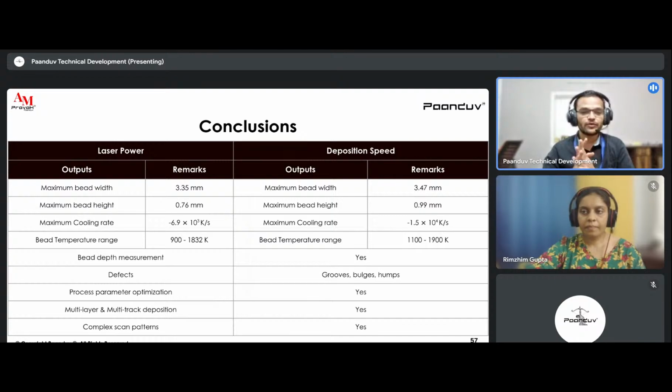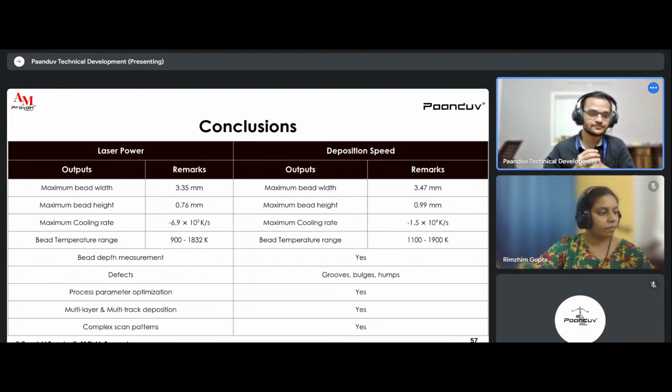AM Pravah is also capable of providing data regarding the depth of the bead. AM Pravah is capable of predicting defects such as grooves, bulges, and humps. The process parameter optimization can be done depending upon the results obtained from the simulations.